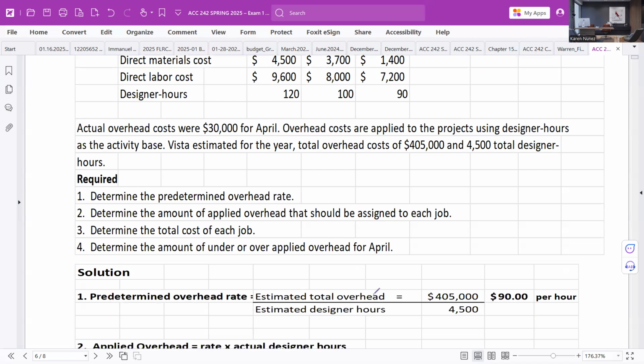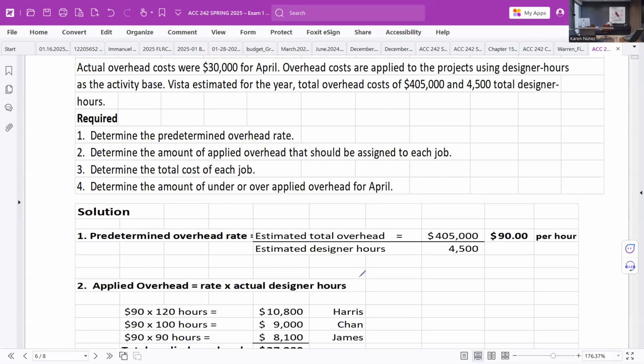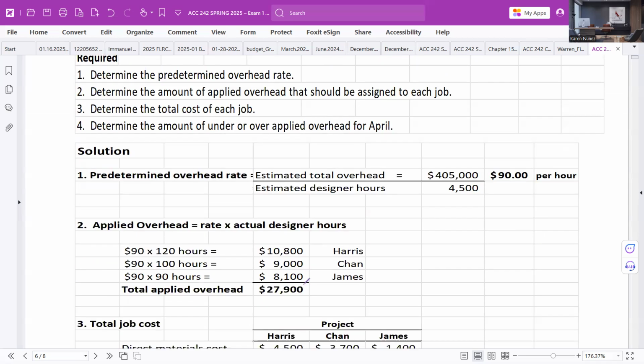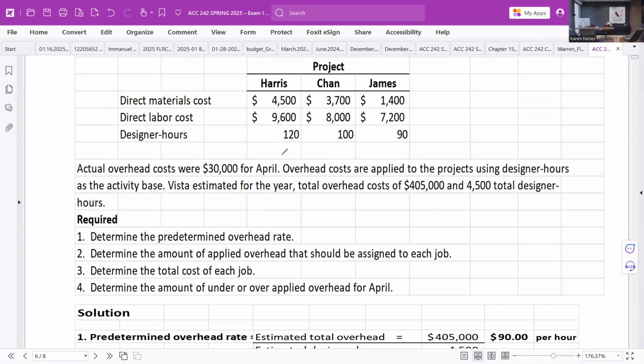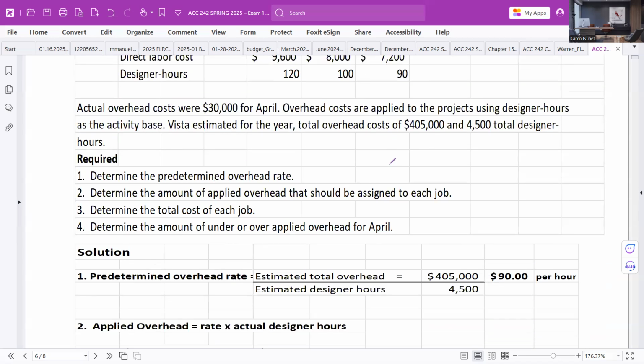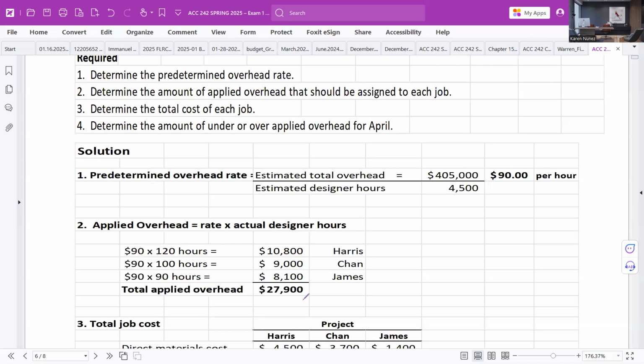So the rate, estimated overhead over the estimated hours, $90 an hour. Apply the overhead. It's the rate times the actual hours, right? The rate times the actual hours. So it's $90 an hour, and you want to multiply times the hours you can trace to each job, 120, 190. There's the assigned overhead.